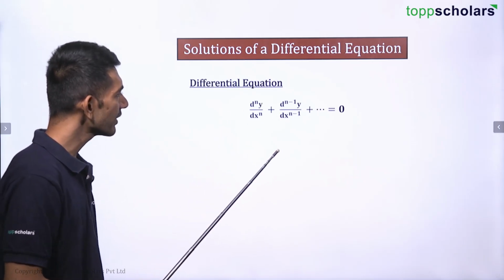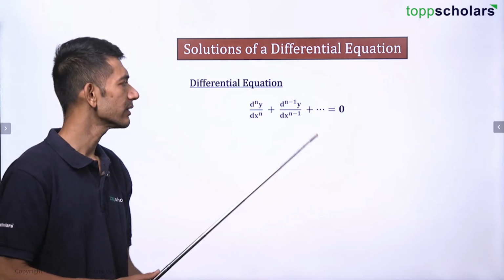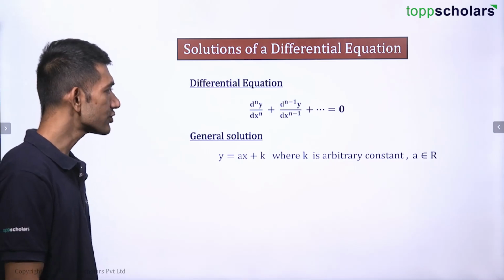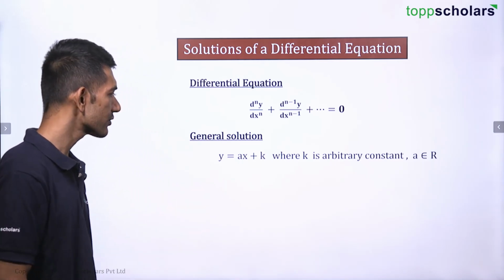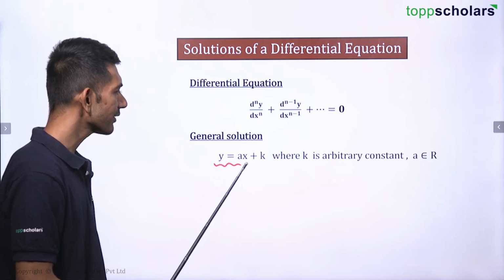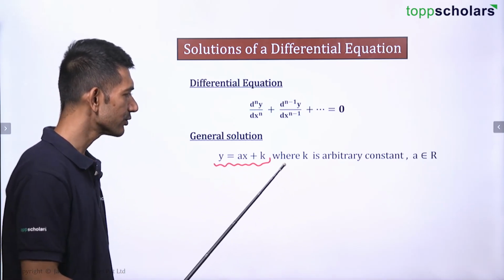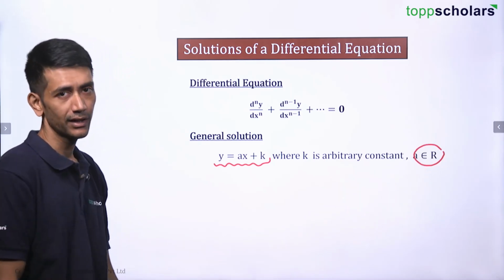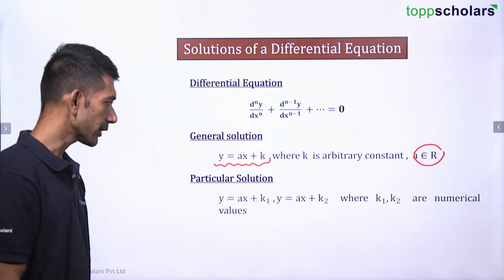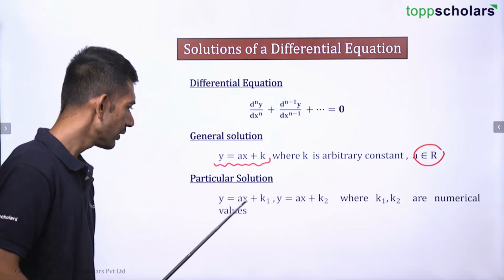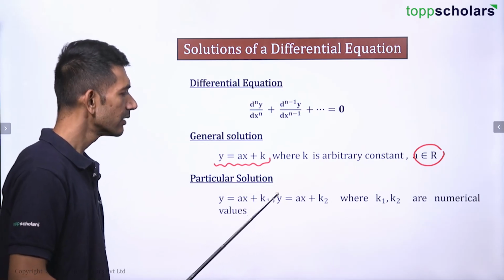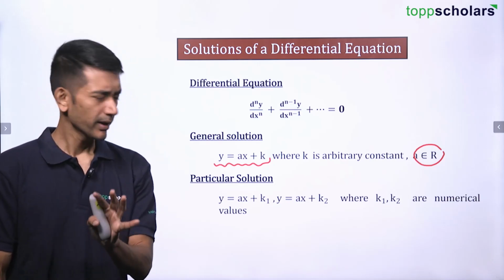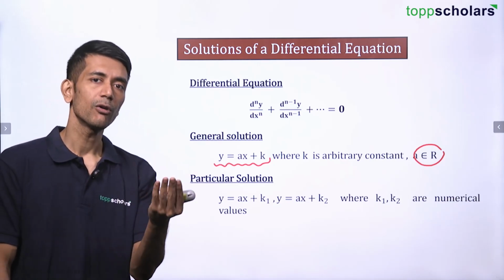Now we have a differential equation. So this is how a differential equation is represented with order n. So if you want to find out the general solution of this particular differential equation, y is equal to ax plus k is a general solution where k is the arbitrary constant, where a belongs to the set of real numbers. And what about the particular solution? If you want to find out the particular solution, we have y is equal to ax plus k1 or y is equal to ax plus k2, where k1 and k2 are numerical values. Okay, you'll understand this better once we solve problems based on this.